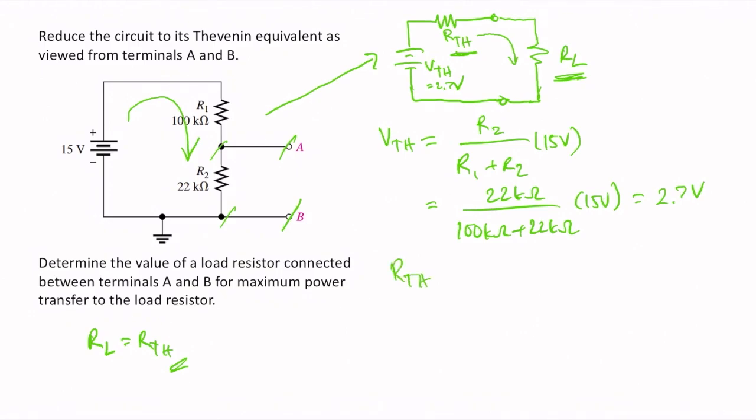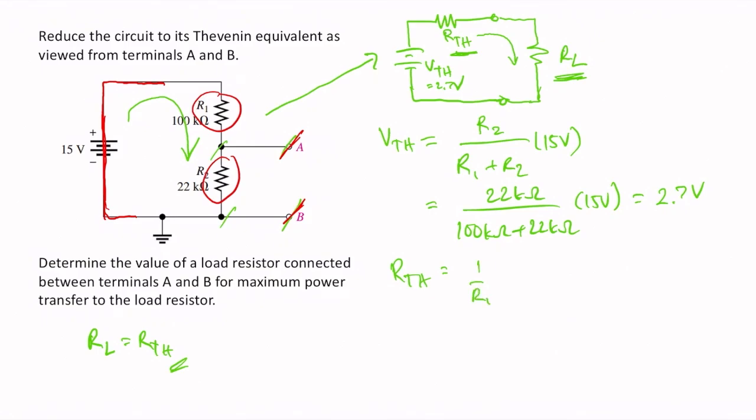The Thevenin resistance is solved by shorting this source voltage. So that means that this is just a wire here. So replace the source voltage by wire. And this means that as viewed from terminals A and B, R2 is in parallel with R1. That means that RTH can be solved by simply taking the equivalent resistance of R1 and R2.